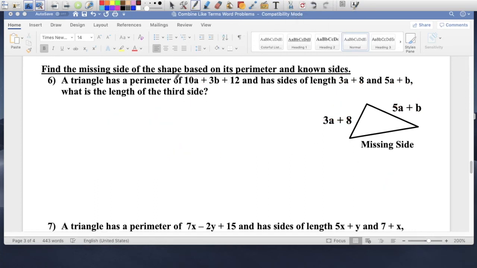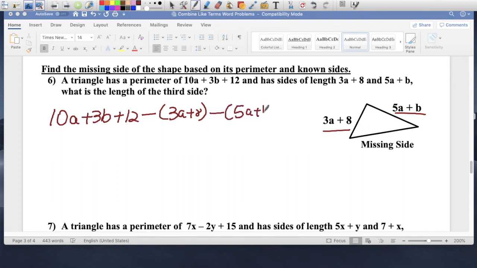This is no different. So the total in this case is 10a plus 3b plus 12. We have to remove this side, we have to remove this side from that total. Whatever is left over is going to be a missing side. So we're going to subtract 3a plus 8, and then we're going to subtract 5a plus b. And whatever is left over here is going to be a missing side.